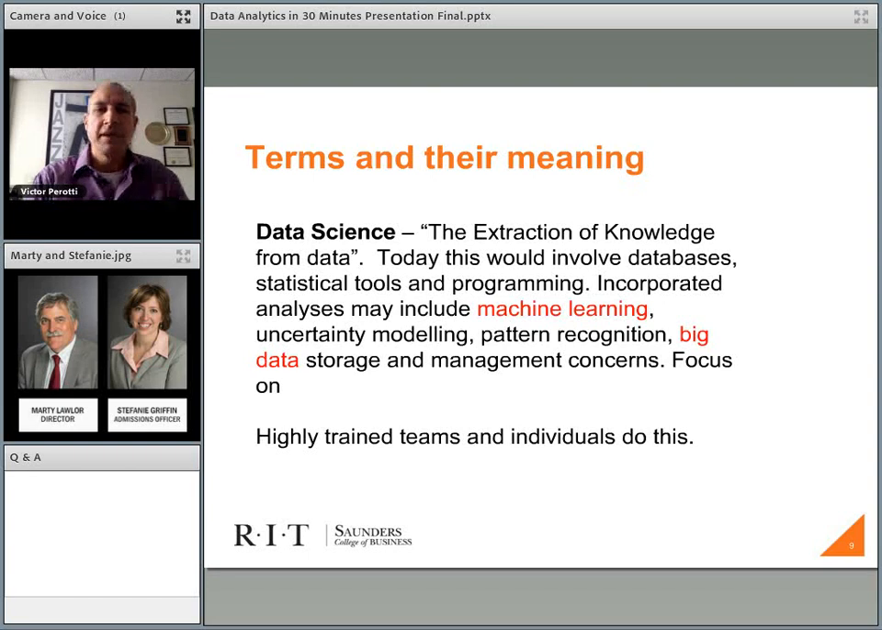So one of the first terms that you might encounter in this space is data science. Wikipedia calls it the extraction of knowledge from data. And that really doesn't help to differentiate it at all. But data science involves database, statistics, programming, interdisciplinary work across computing, statistics, math. You may hear words like machine learning in there, uncertainty modeling, mathematical modeling. But the end point of this is highly trained individuals do this, and often highly trained individuals working in teams actually do data science. It may not be for everybody.